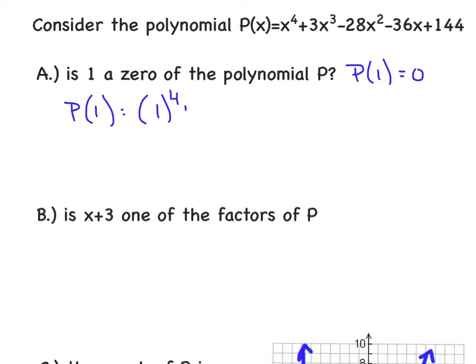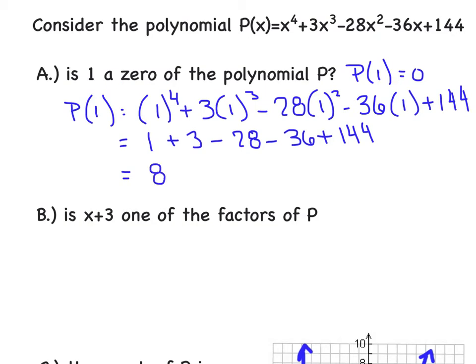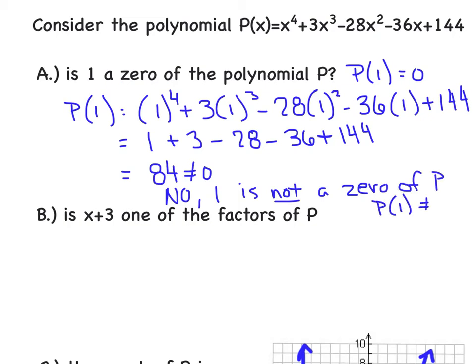And so I got 1 to the 4th plus 3 times 1 cubed minus 28 times 1 squared. They really did give me a nice number to work with. It could be worse. I could be substituting like a 7 or something. Goodness gracious. So I got a 1 plus a 3 minus a 28 minus a 36 plus a 144. And I may call on my calculator for a little assistance here. And I ended up getting 84 when I combined all my like terms. Now notice that's not equal to 0. So I said no, 1 is not a zero of p because p of 1 did not equal 0.